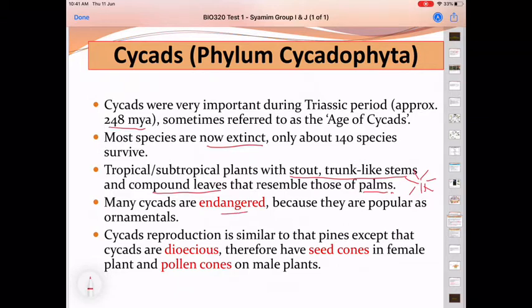Many cycad are endangered. Okay, so this is an endangered species because they are popular as ornamentals, untuk hiasan. Jadi banyak pokok-pokok ni diambil daripada forest to be used for ornamental purposes.